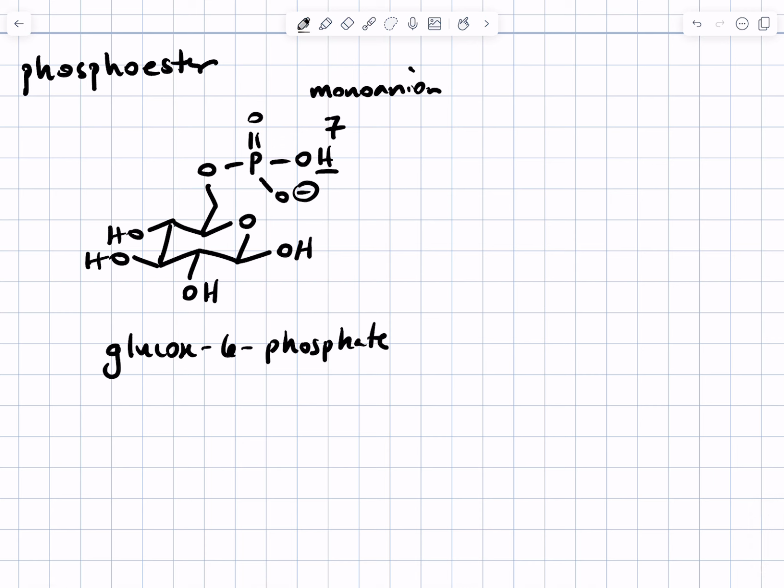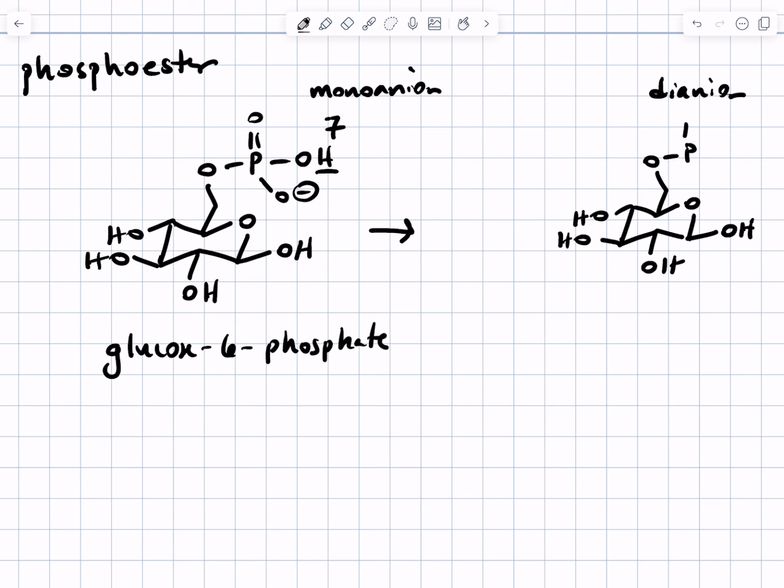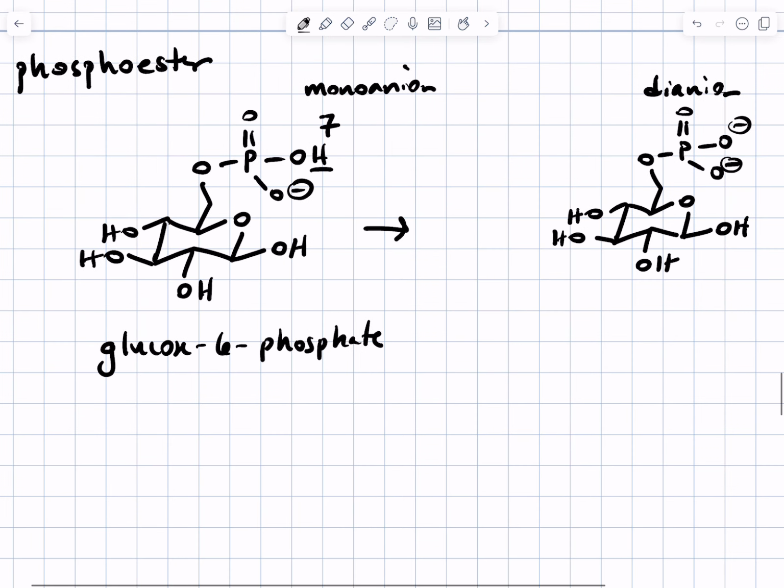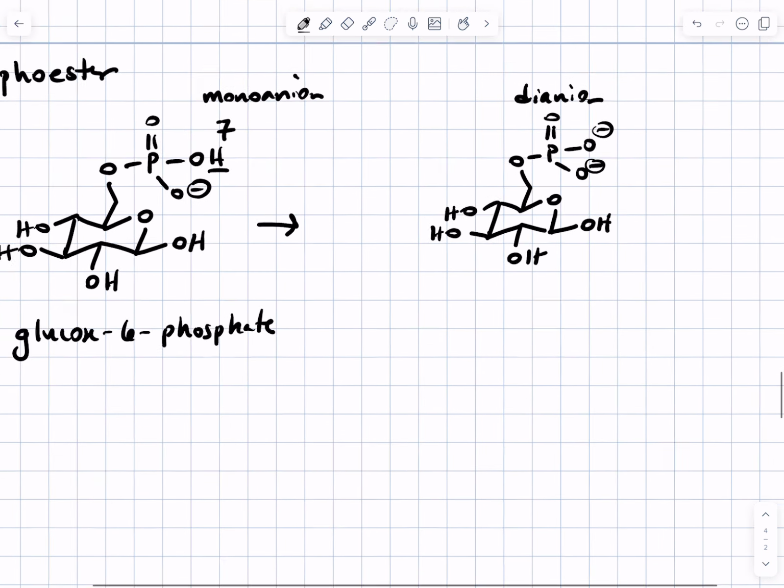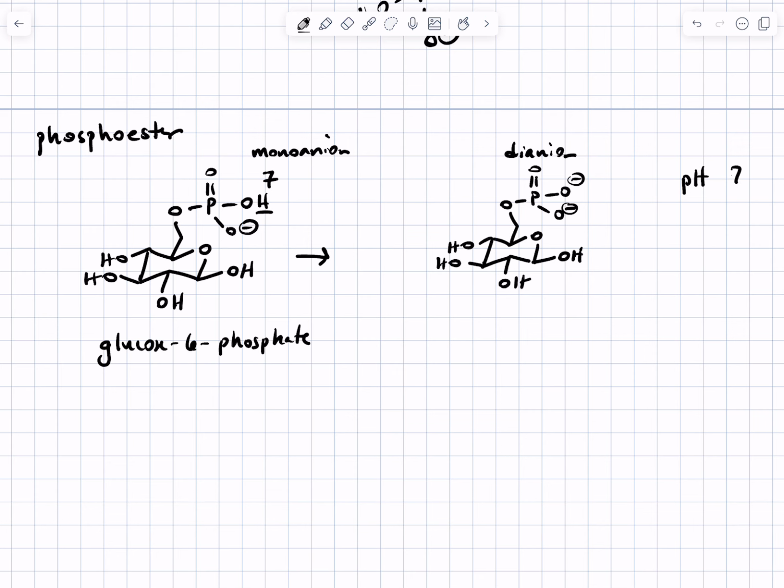7, right, because that's the one that goes from the monoanion to the dianion. So we can draw the dianion form of glucose 6-phosphate. It's going to look like this. And now that OH group has lost its proton. If the pKa is indeed 7, at pH 7, how much of the monoanion versus the dianion do I have? Yeah, it's got to be around 50-50.